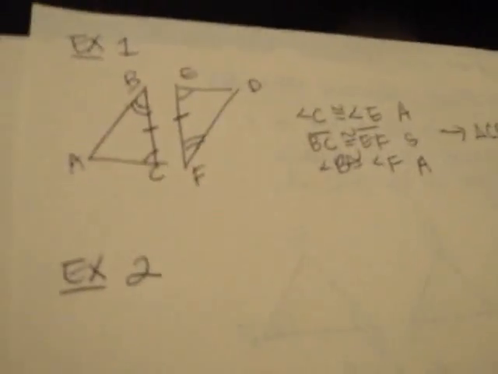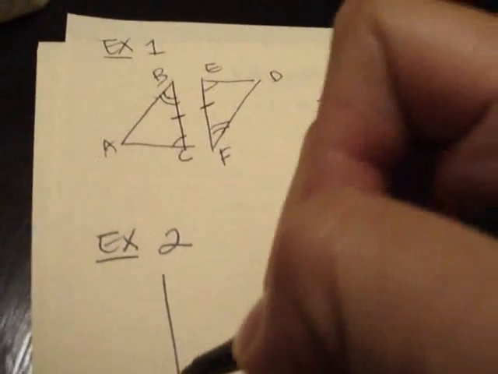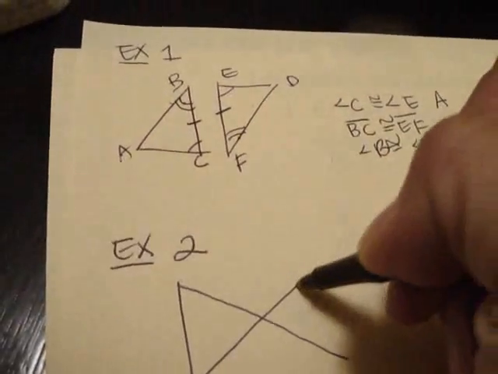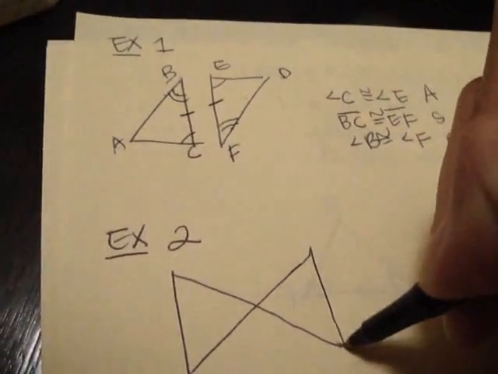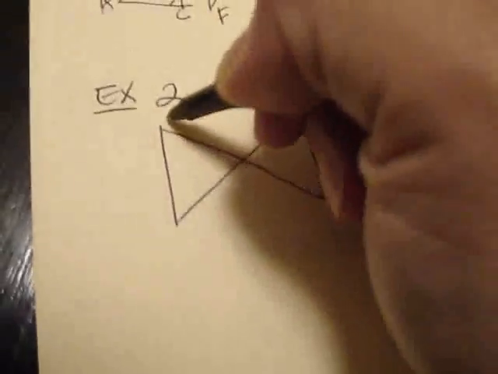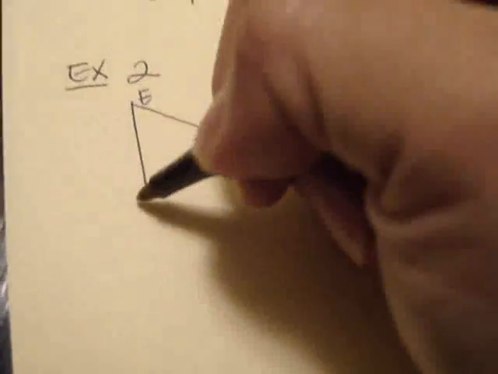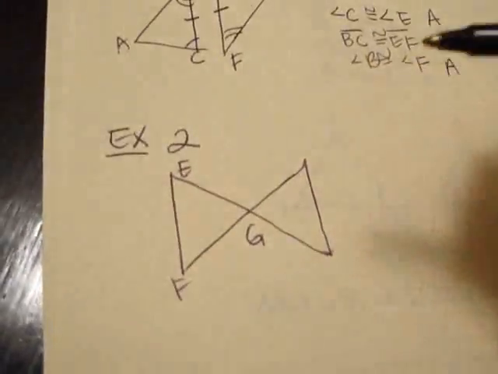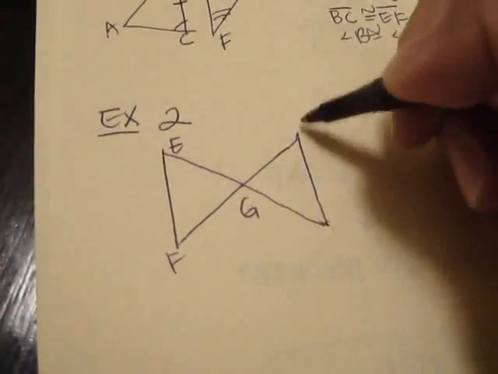Okay, next example. Example number 2. We have 2 triangles here that share a vertex. This is triangle EFG and triangle GHJ.